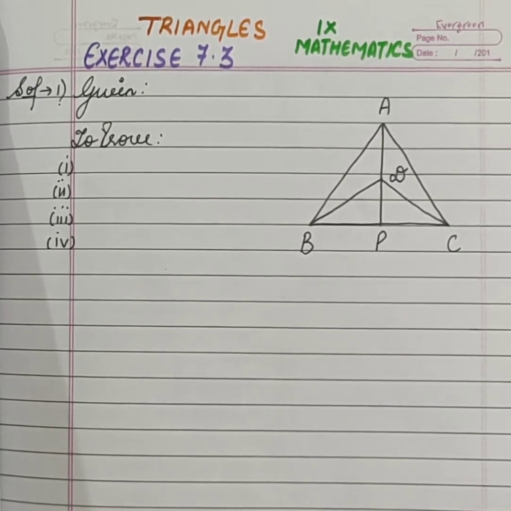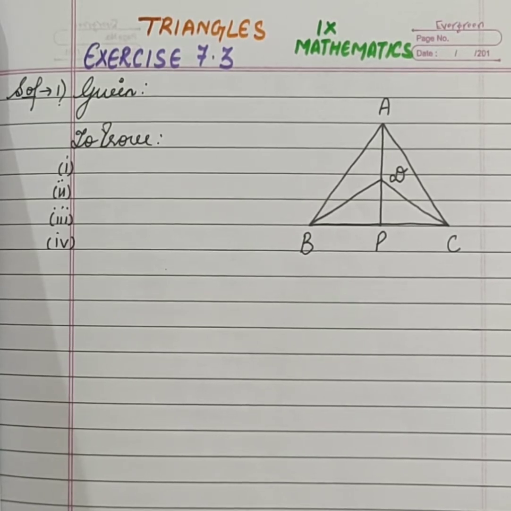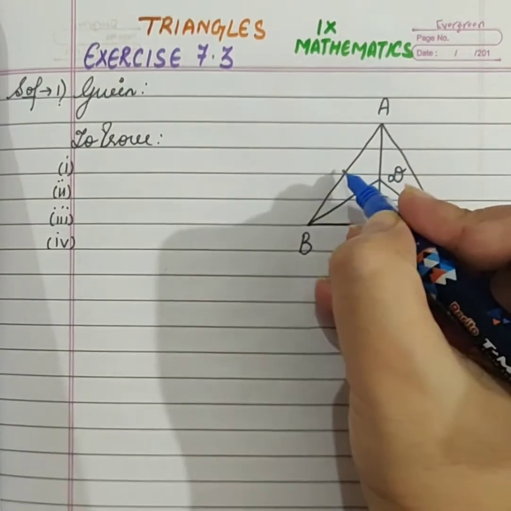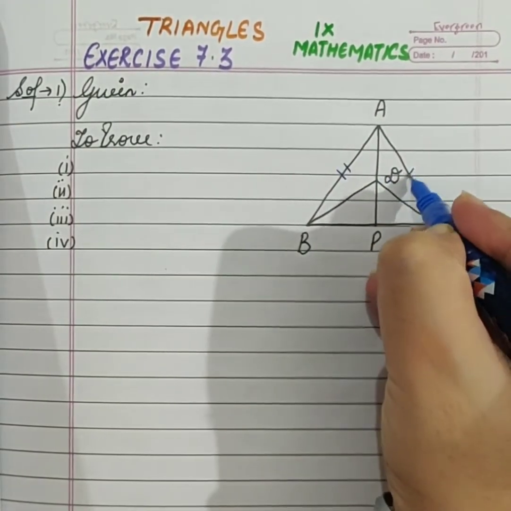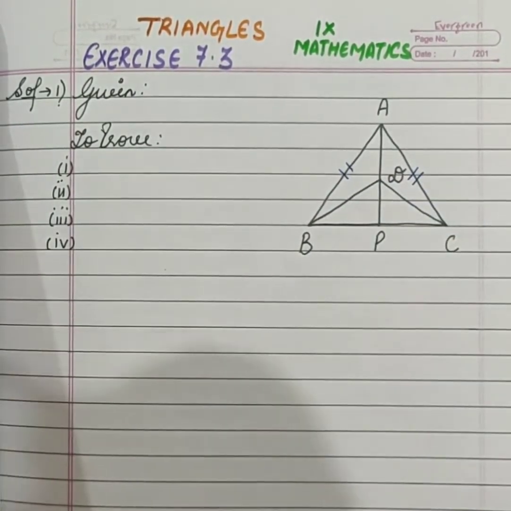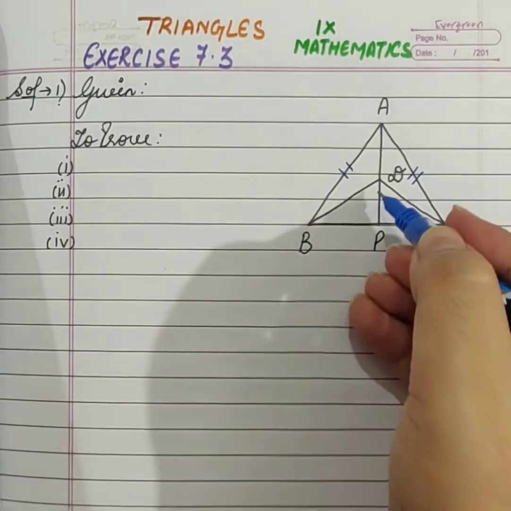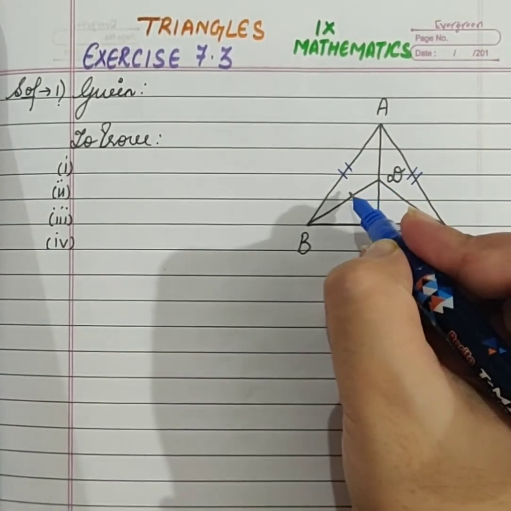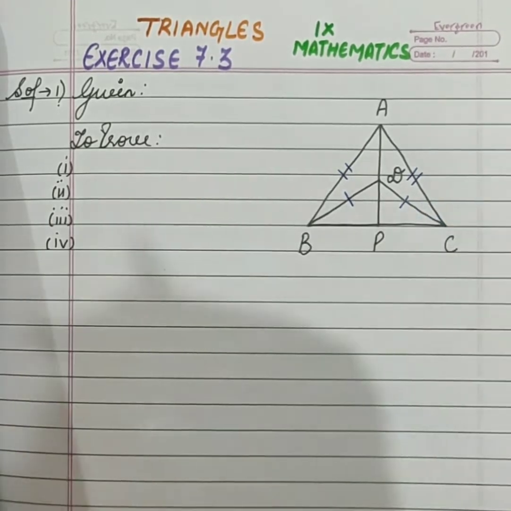It is given triangle ABC and triangle DBC are two isosceles triangles. That means if ABC is isosceles, then AB will be equal to AC. And if DBC is given isosceles, then DB will be equal to DC.